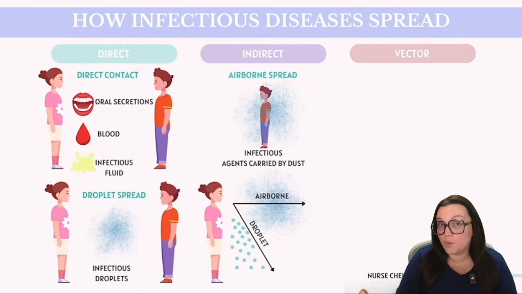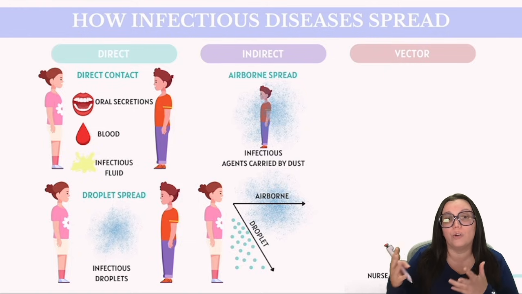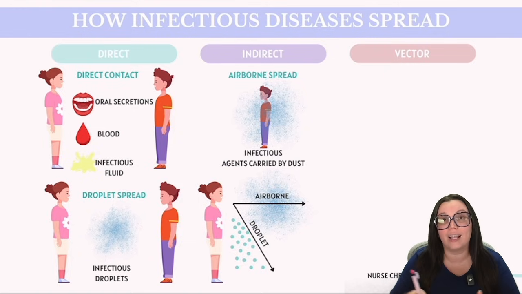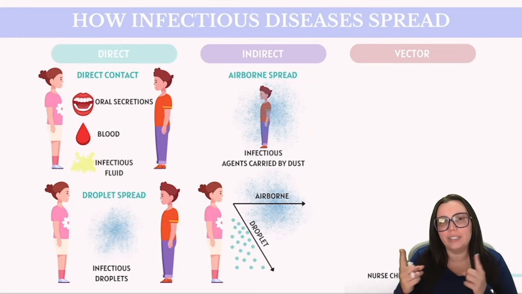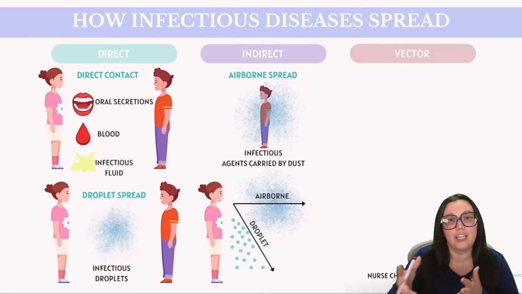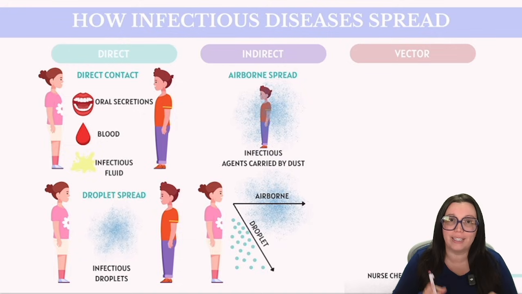Droplet spread, another form of direct transmission, requires respiratory droplets containing those infectious agents. This typically happens when an infected person coughs or sneezes, projecting droplets directly onto someone nearby. Diseases like pertussis, also known as whooping cough, are often spread this way. For droplet transmission to occur, close proximity is necessary, generally less than 2 meters, such as sharing a small space like a car or a room. It's important to understand that both direct contact and droplet spread are considered direct transmission methods.